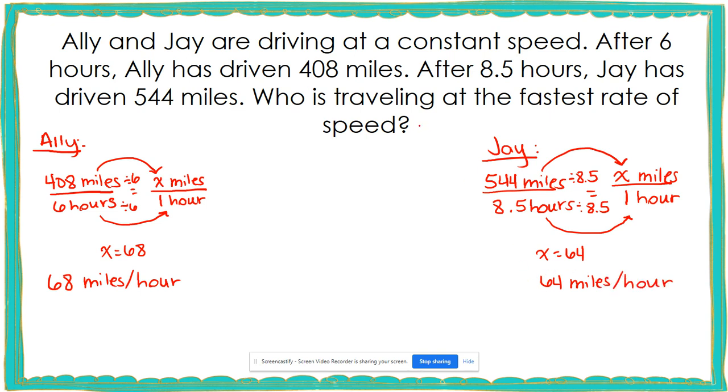To answer the question, who is traveling at the fastest rate of speed? Allie is traveling at the faster rate of speed because she is traveling at 68 miles per hour, and Jay is only traveling at 64 miles per hour.